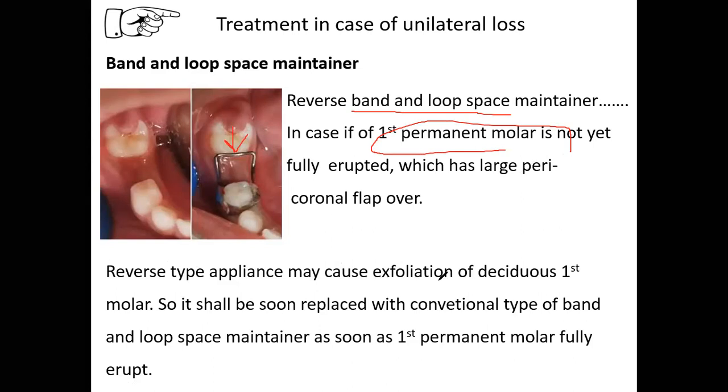Reverse type of space maintainer may cause early exfoliation of the deciduous molar. This is the deciduous first molar which is banded. You know, this deciduous tooth is not that firm, and the space maintainer applied over it may lead to its early exfoliation. So this tooth may exfoliate early. This is the drawback of this reverse band and loop type of space maintainer. As soon as the first permanent molar erupts completely into the arch, we shall remove this space maintainer.